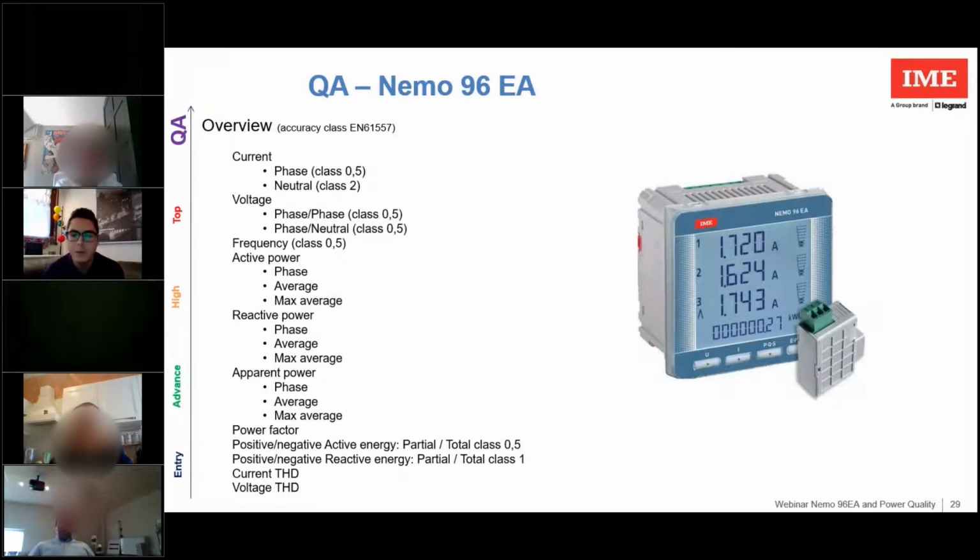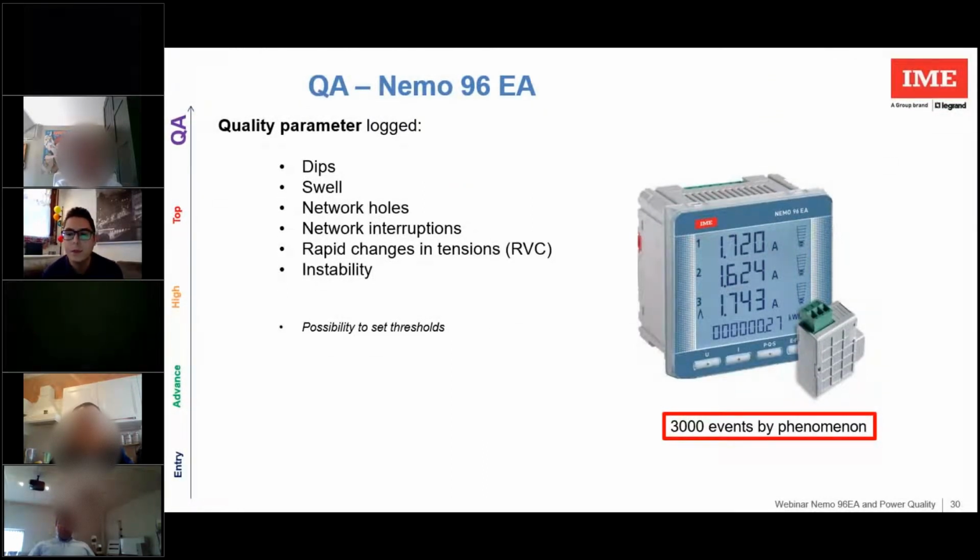In addition to the standard parameters already seen in the previous webinar of the Nemo range, such as currents and voltage in class 0.5 according to the EN 61557, and the bidirectionality of the energy count, the Nemo 96EA has a format of 96, and it is capable of recording the energy quality events previously measured, up to 3,000 events per phenomenon. You can manage and guarantee the reliability and energy efficiency of your installation in order to minimize the losses due to the disturbance in the distribution network, as seen during the recap of the energy quality.